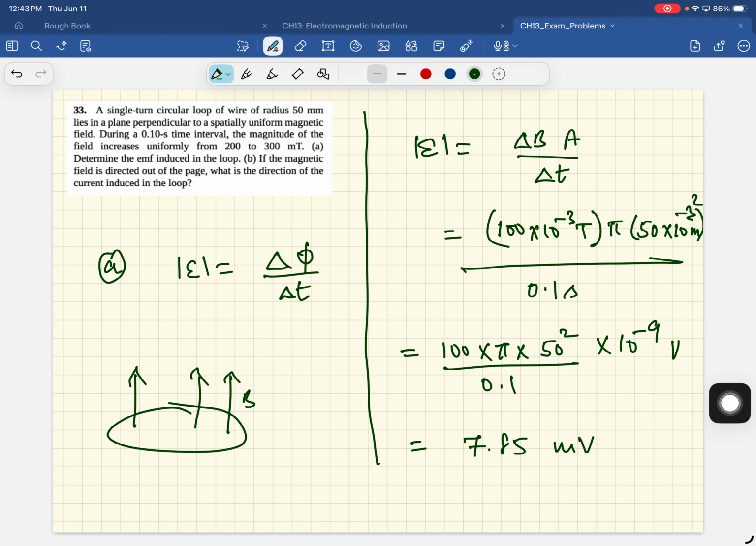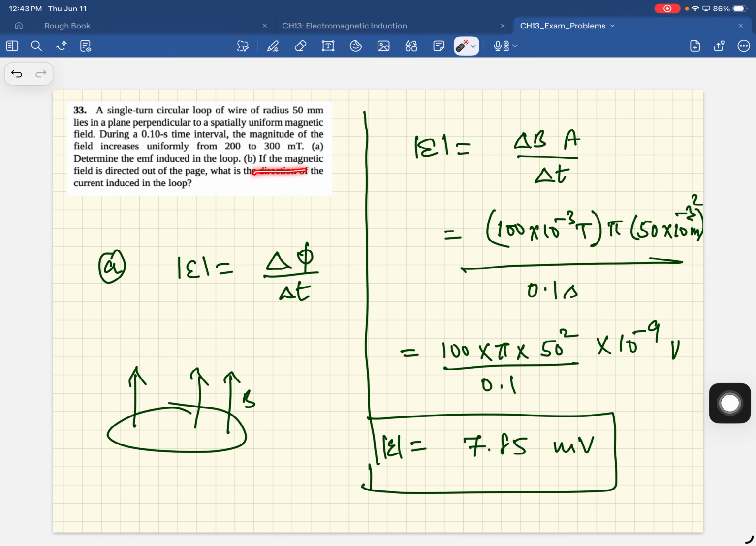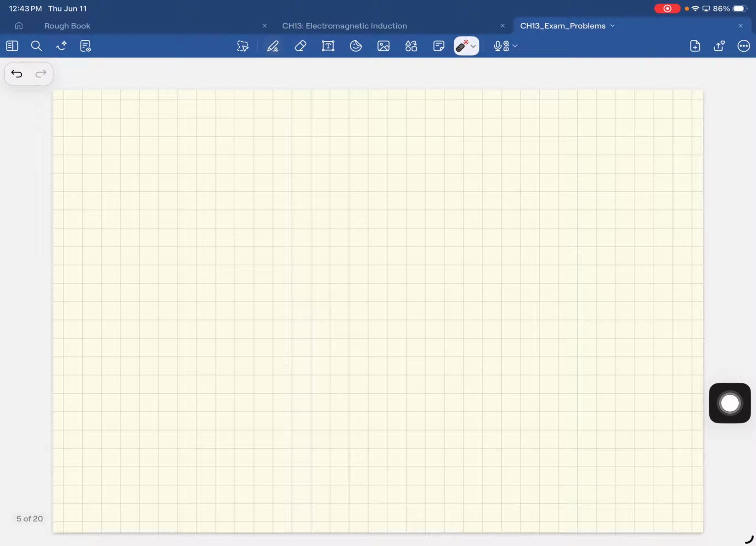Okay, so this thing, the magnetic field is coming out. This is horizontal, so the flux through this thing is zero. The flux is not changing. So there's no induced current in this case.